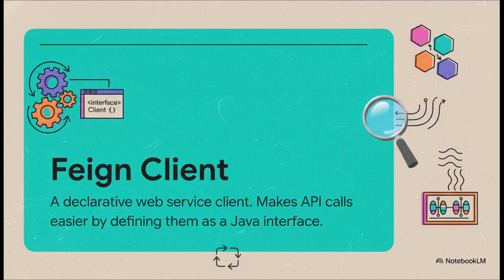And to make the actual code for all this communication way cleaner, we can use something called a Feign client. This thing is awesome. Instead of manually constructing HTTP requests, which is messy, Feign is declarative.